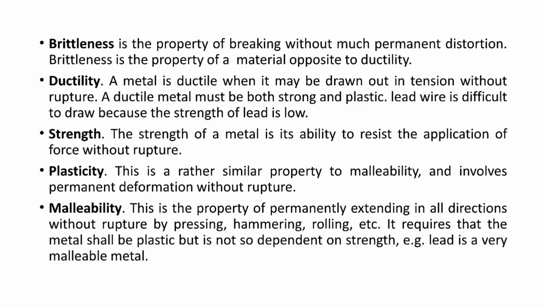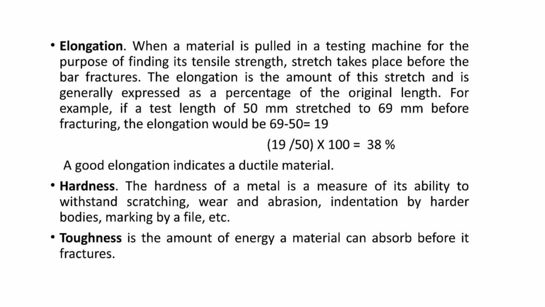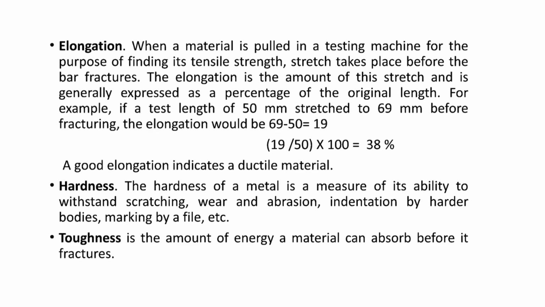Moving forward, let's look at a few more essential properties. Elongation. When a material is pulled in a testing machine to find its tensile strength, it stretches before it finally breaks. The elongation is the amount of this stretch and is generally expressed as a percentage of the original length. Let's understand this with an example. If a test length of 50 mm stretched to 69 mm before fracturing, the elongation would be 69 minus 50, which is 19 mm. Then the percentage is 19 divided by 50 times 100, which equals 38%. A good elongation percentage indicates a ductile material.